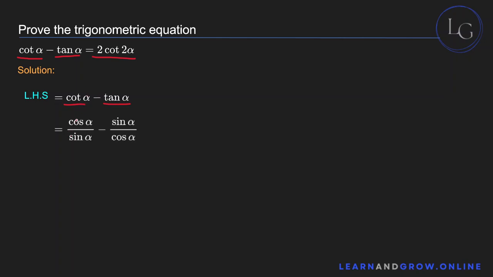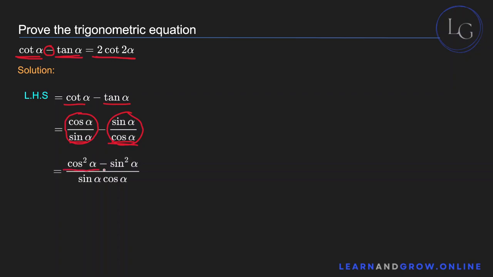Cotangent alpha is obviously equal to cosine alpha over sine alpha, and tangent alpha is equal to sine alpha over cosine alpha. Now that that's established, let's take the LCM, right? Because these are two separate terms separated by the negative sign, but on the right hand side it's just one term. So to get one term you need to take the LCM over here, right? And so multiply this entire expression with cosine alpha and multiply this entire expression with sine alpha, and now you have this term over here.